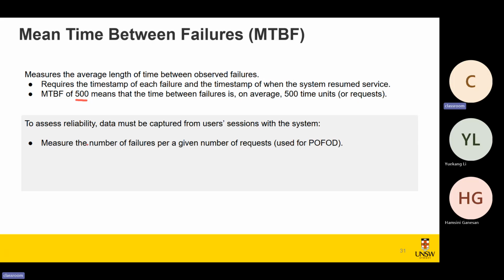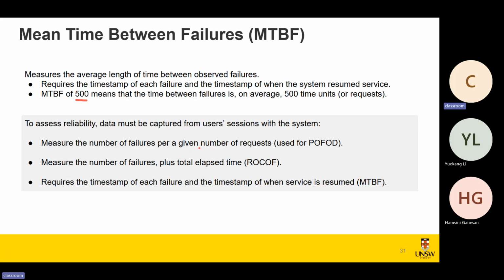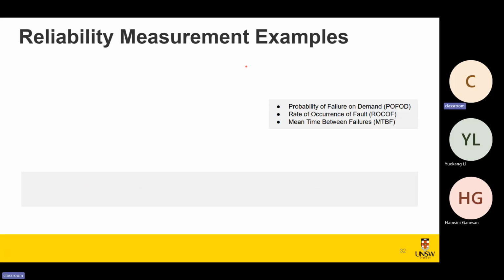If we measure the number of failures per given number of requests, then we can use it for the error per request metric, right? And then if we capture the number of failures with regard to the time, then we can use the time-related metrics. And if we capture the timestamp, we can use this mean time between failures metric.